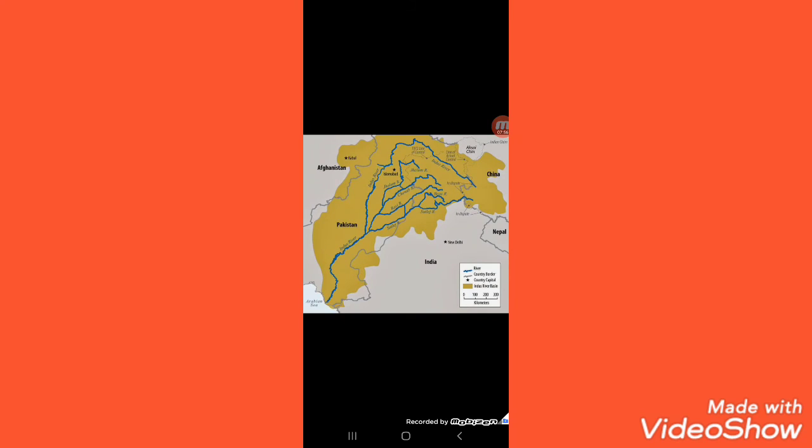So in this picture we can see the Indus river system, the main river of Pakistan. Here are the tributaries and distributaries: Jhelum, Chenab, Ravi, Satluj, Beas. Some of the tributaries and distributaries fall in India also. The Indus river started from the Himalayas.